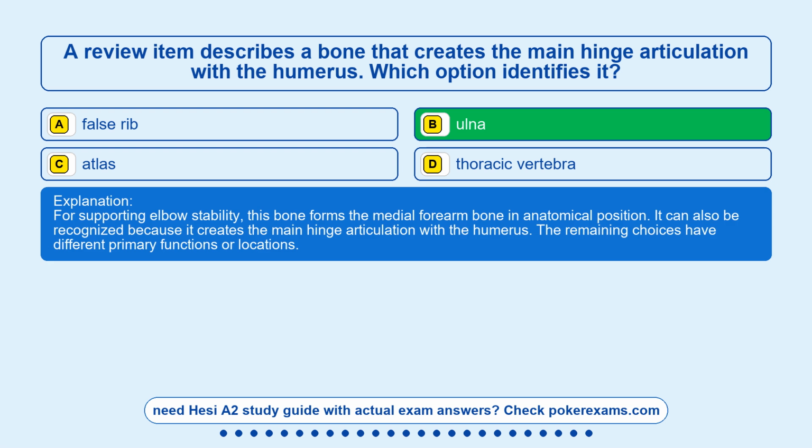For supporting elbow stability, this bone forms the medial forearm bone in anatomical position. It can also be recognized because it creates the main hinge articulation with the humerus. The remaining choices have different primary functions or locations.